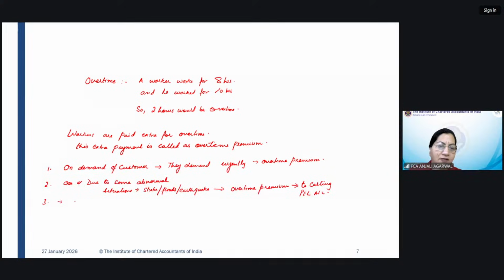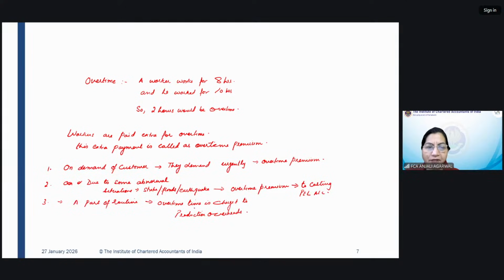Sometimes a small amount of overtime is part of routine, neither on demand of customer, nor because of abnormal reasons. In this case, the overtime premium should be charged as overheads. You will come across the chapter on overheads, so you will understand the concept of overheads better. But here it will be charged as production overheads.